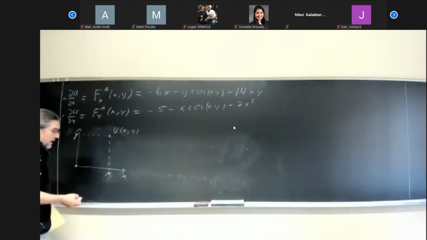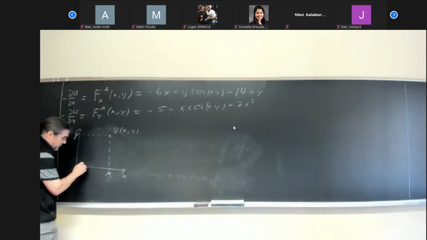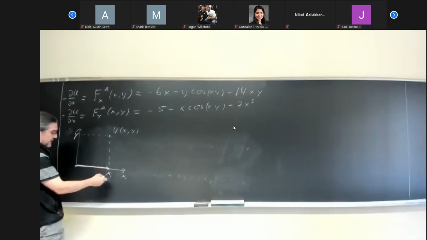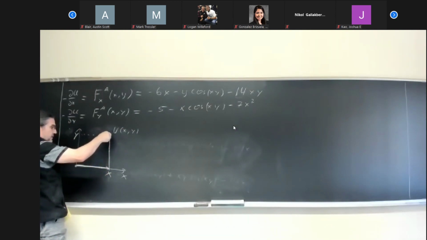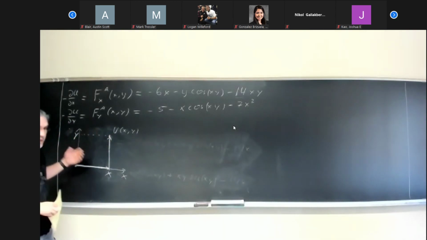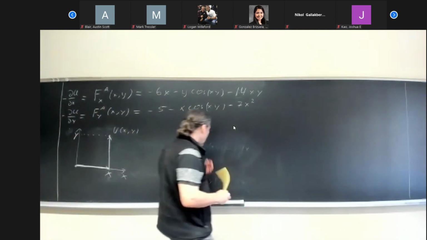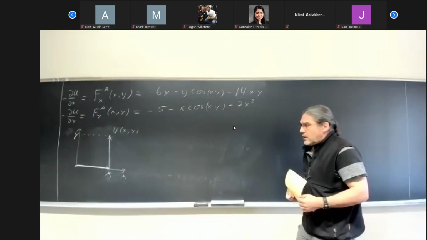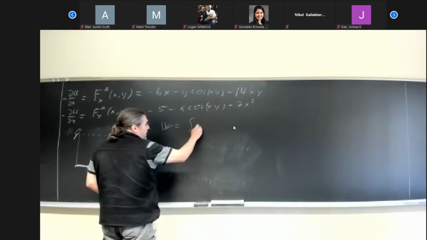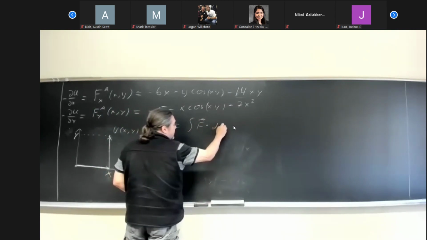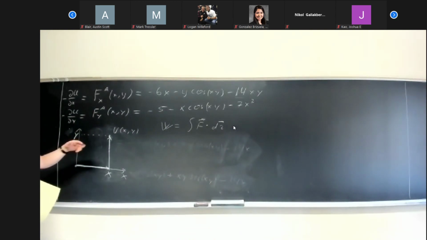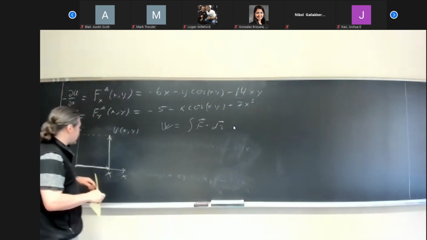So I'm going to choose the path which is this one. It goes first along the x direction, and then it goes along the y direction. So here's my path, and I want to compute the work which I need to do along this path. So how do I do that? Well, I know that work equals integral f dot product with dr, and that's it. And the potential energy is minus that work. It's defined with a minus sign.